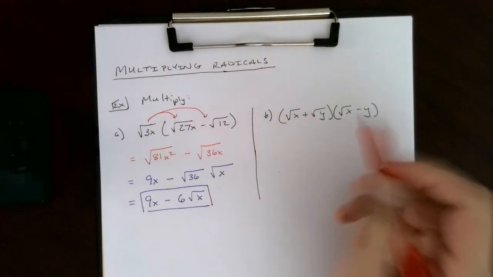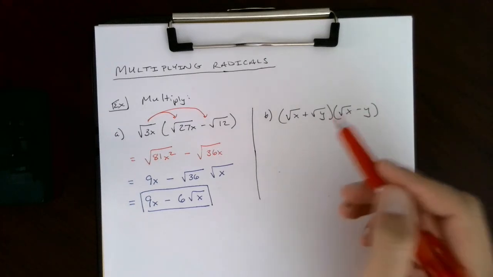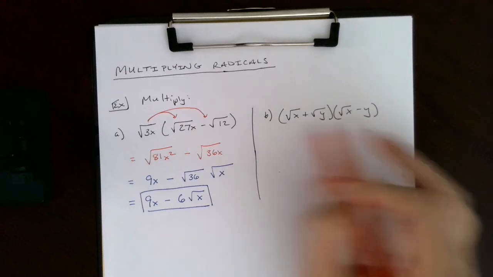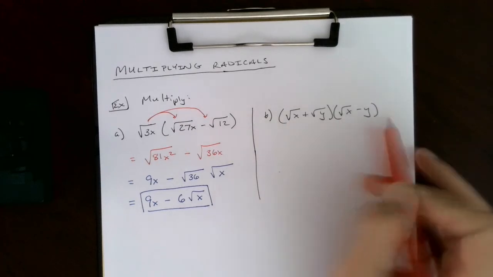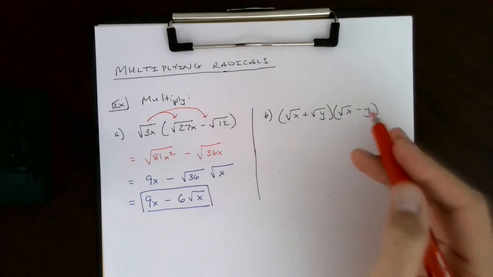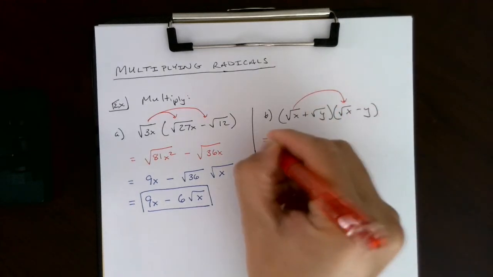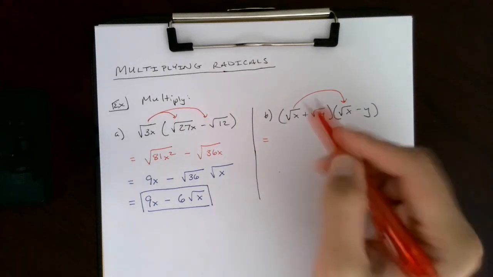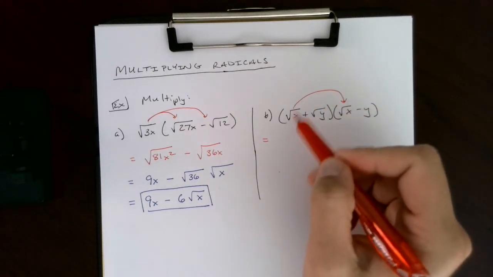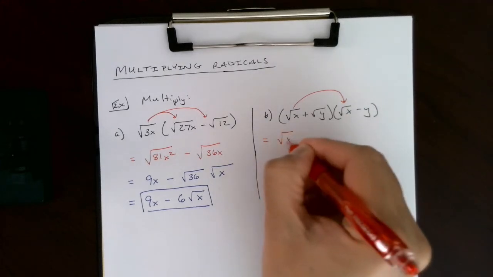Each of these has two terms, so it's a binomial times a binomial. Well, I shouldn't say that because they're not polynomials, but it's two terms times two terms, so you want to do what you did when you had a binomial times a binomial, which would be to FOIL this. So remember, FOIL means just a strategic way to multiply through. So we want to multiply the first, the F of FOIL, square root of x times square root of x is the square root of x squared.